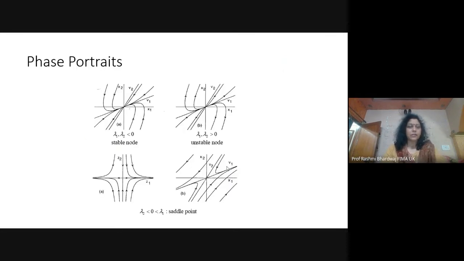So these are the different phase portraits. A stable node, if all the eigenvalues are negative. An unstable node, if you have both the eigenvalues as positive. If one eigenvalue is positive and the other negative, then you have a saddle point behavior.